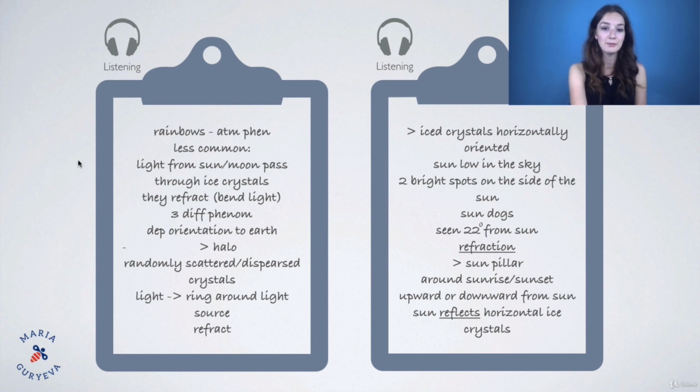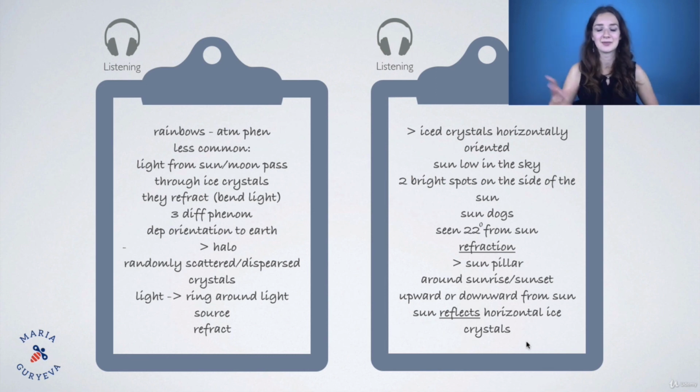So here's what I wrote. Rainbows, atmospheric phenomena, less common, light from sun, moon pass through ice crystals, they refract, bend light, 3 different phenomena depending on the orientation to Earth. Halo, randomly scattered dispersed crystals, light, this is a symbol, enters, a ring around light source, refract. Then ice crystals horizontally oriented, sun low in the sky, 2 bright spots on the side of the sun, sundogs, seen 22 degrees from sun, refraction. Sun pillar, around sunrise sunset, upward or downward from sun reflects horizontal ice crystals.